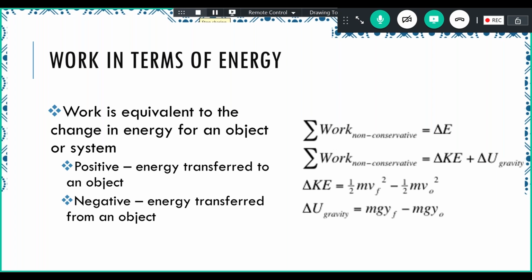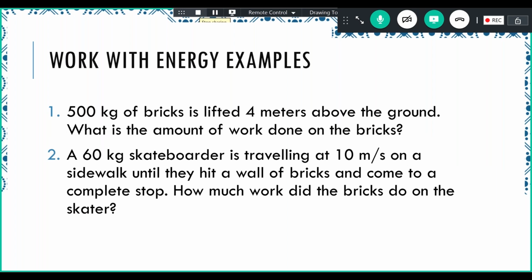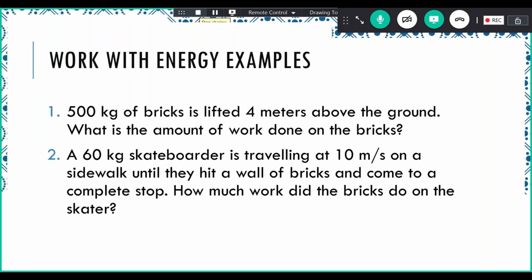I do have a couple examples on this next slide that are helpful, just in terms of energy with work. So let's go ahead and do the first question. 500 kilograms of bricks is lifted 4 meters above the ground. What is the amount of work done on the bricks? So let's go ahead and switch into the OneNote.